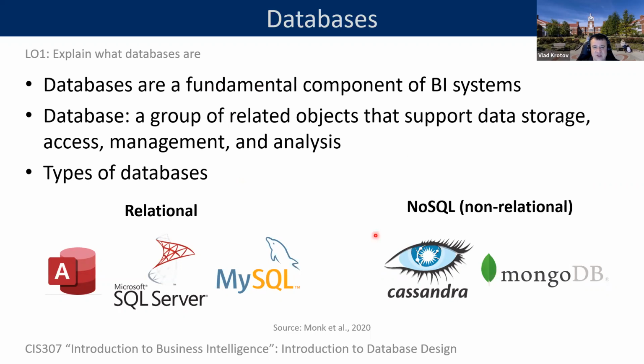And then you have the so-called non-relational or NoSQL databases. Examples of those databases include Apache Cassandra and MongoDB, Mongo database. I have certain limited experience with Cassandra. I haven't used the Mongo database at all. Okay, but this is the essence of those databases.